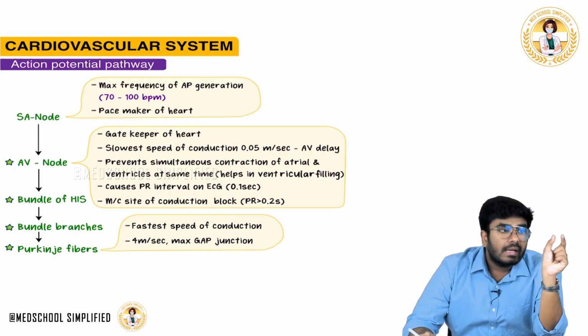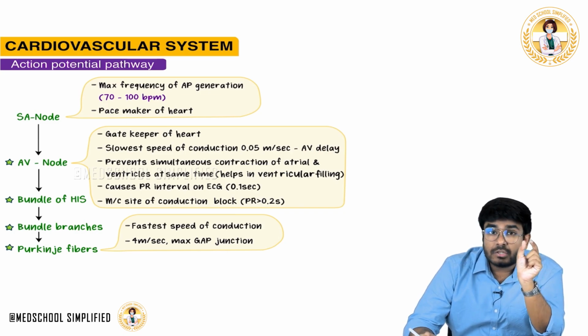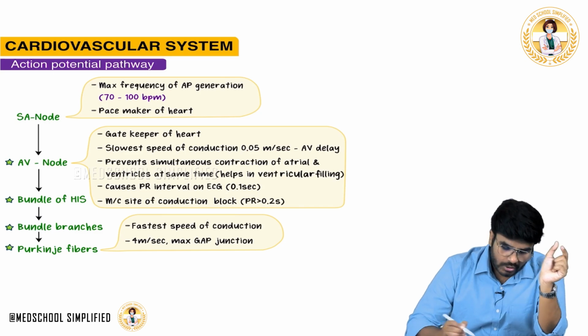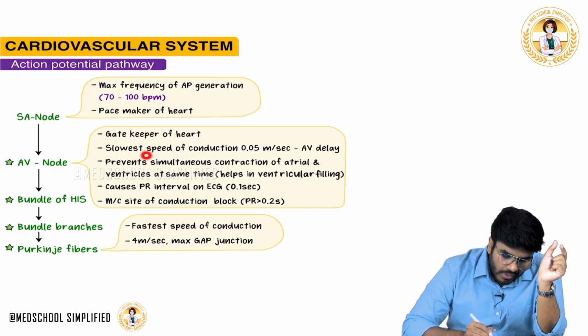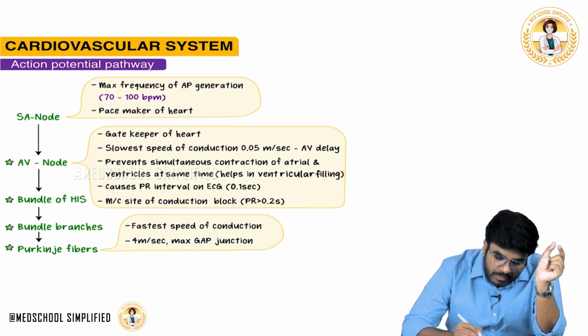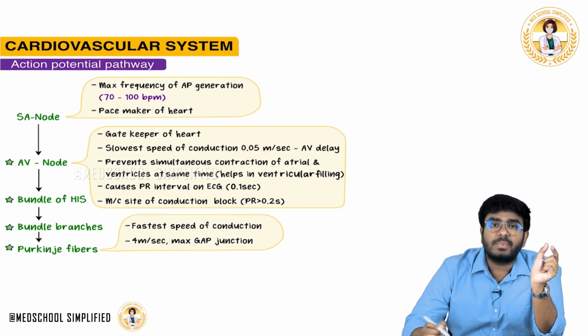And what is happening? The impulse conduction is slowing down in the AV node. So please concentrate: slowest speed of conduction. How slow, sir? The impulse is moving with a speed of 0.05 meters per second.